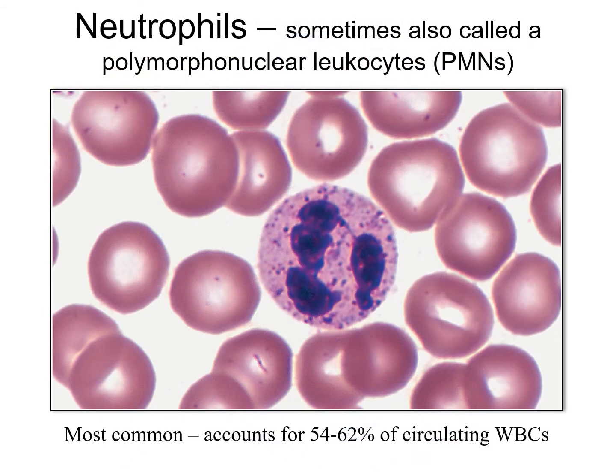So here's the first of our 5 white cells, the neutrophils. This particular type of white cell is responsible for over 50% of circulating white cells, so 54 to 62% on average of the white cells in your bloodstream as we speak would be of this type. Again, note that it's probably 2.5 times the size of your typical red cell, which we see here in this photograph. All of these guys are red blood cells.